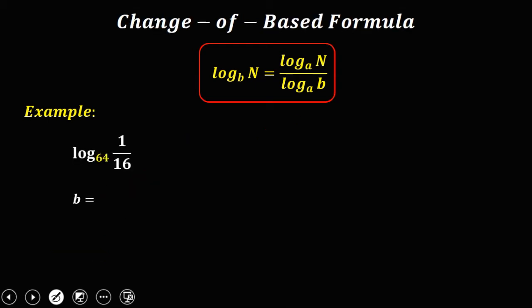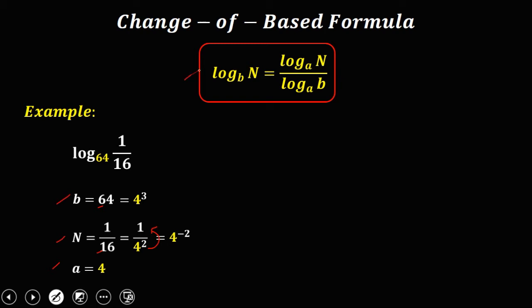Then for this given, so log 1 over 16 with base 64, so b that's 64, and n that's 1 over 16. Then rewrite these numbers, 64 and 16 with the same base. So 16 and 64 with base 4, because 64 that's 4 to the power 3, and 16 that's 4 to the power 2. Then we need to bring up this 4 to the power 2, and that's 4 to the power negative 2. So a now is equal to 4.